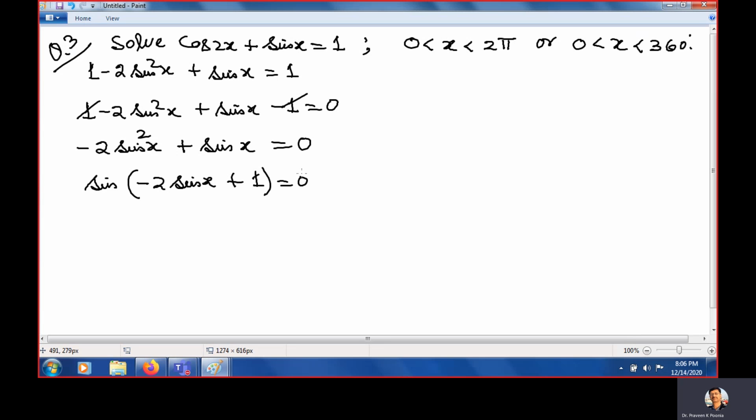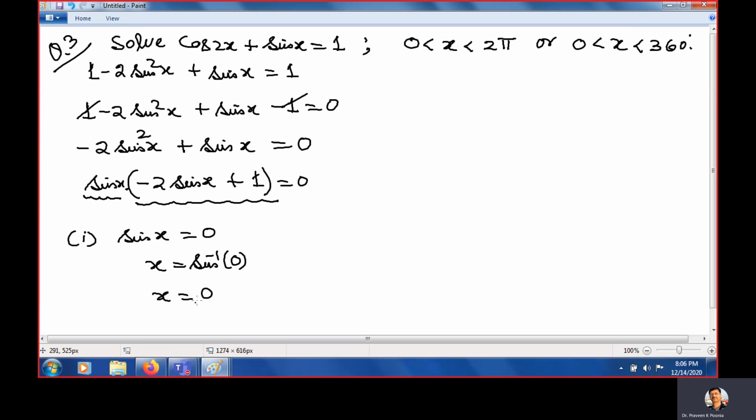This is called factorization. Factorization using what? Distributive law. So now one factor is this, another factor is this. So first we will take this. So sin x is equal to 0. x is equal to sine inverse 0, and sine inverse 0 is 0.